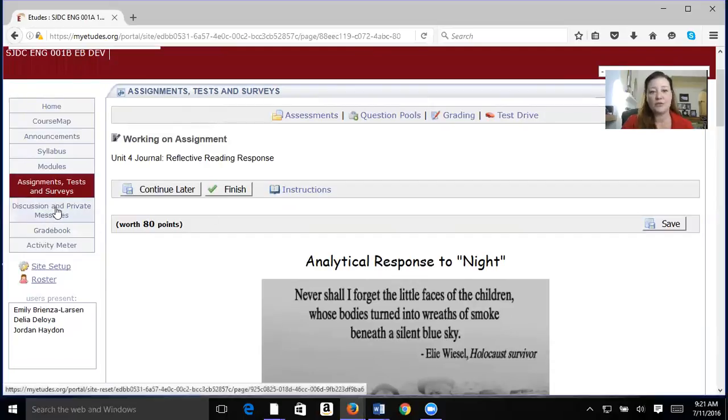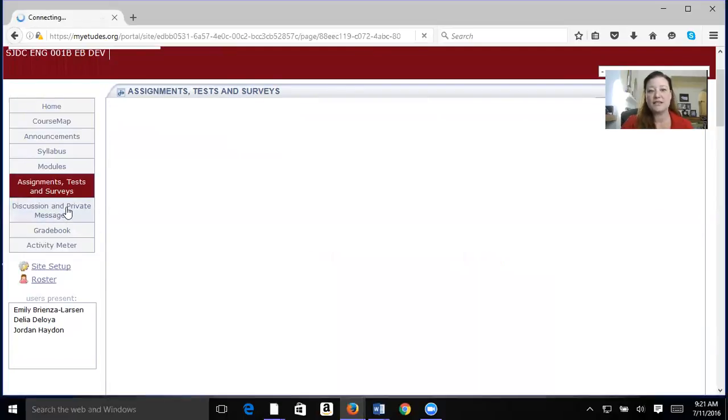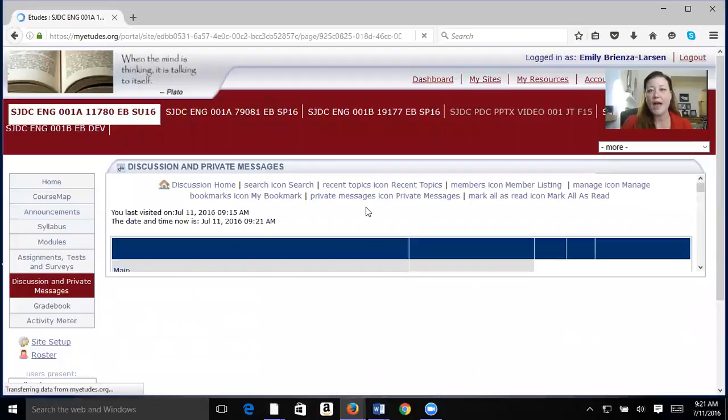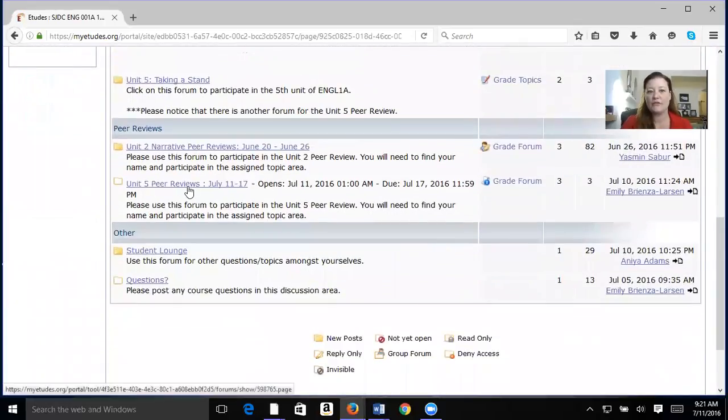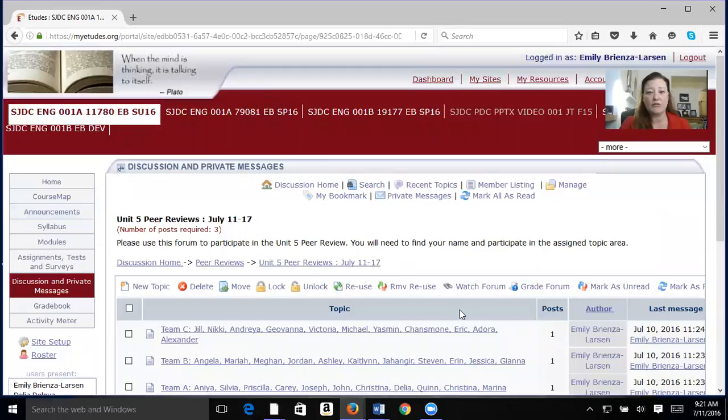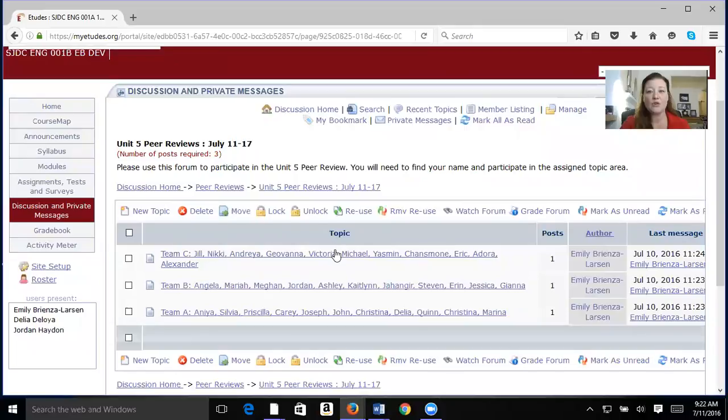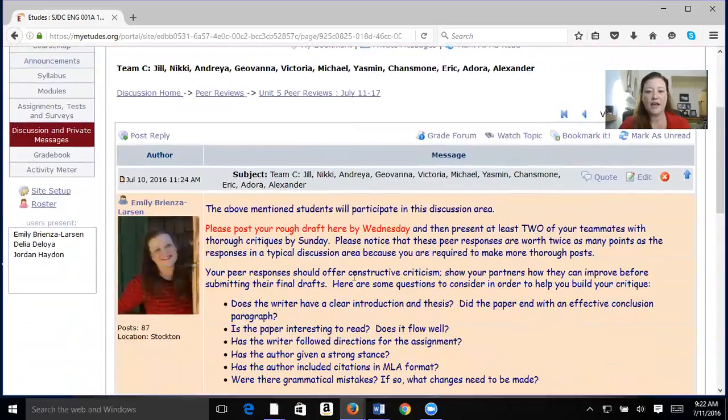The other thing that we're doing is the peer review. So we go to the discussion area. And by Wednesday, you need to post right here, Unit 5 peer reviews. And you have the same groups that you did in Unit 2. So you find your name. You're going to click on your name, and you'll see what you were doing.